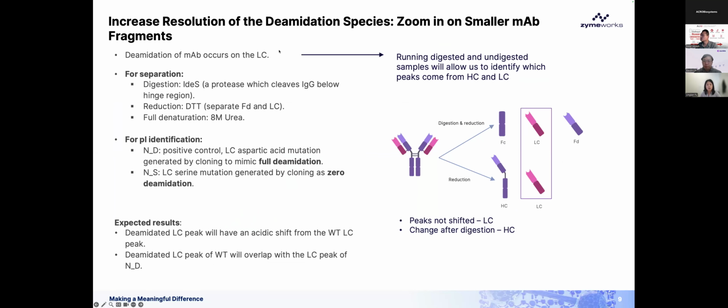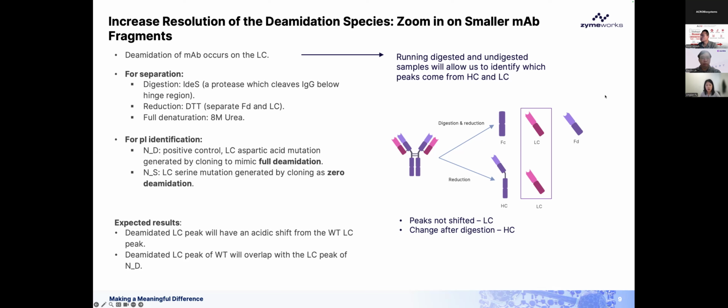First, we know the deamidation of this antibody occurs on the light chain, and we hope to exclude post-translational modifications of the heavy chain by digesting the antibody into smaller fragments. To do this, we use IdeS for digestion, DTT for reduction, and urea to create a denaturing condition for better dissociation of the chain fragments. In addition, running digested and undigested samples allows us to determine which peaks come from the heavy chain and which come from the light chain.